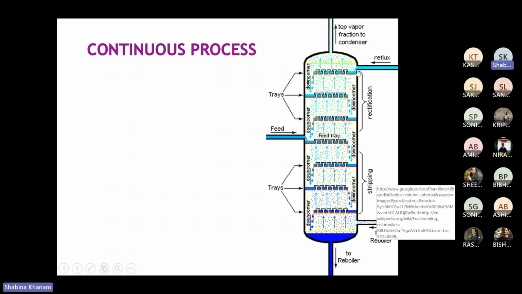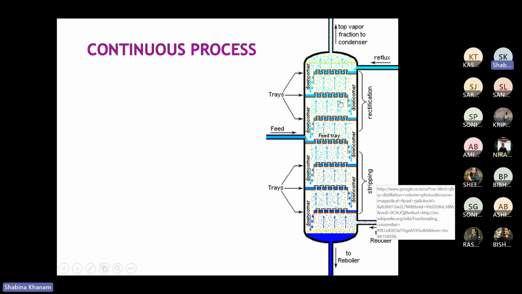Liquid has to follow a certain path: it enters from here and covers the whole plate. Then it moves down through this downcomer, and here I have the accumulation of the liquid, which further spreads over this plate and then moves down. So that is the usual pattern of the liquid.